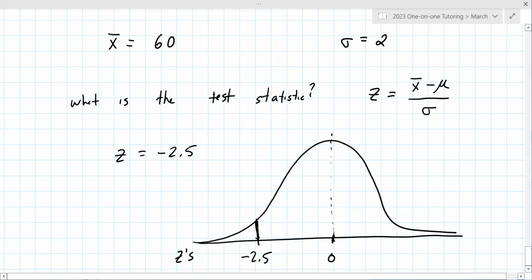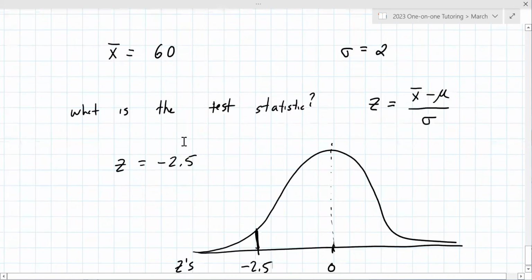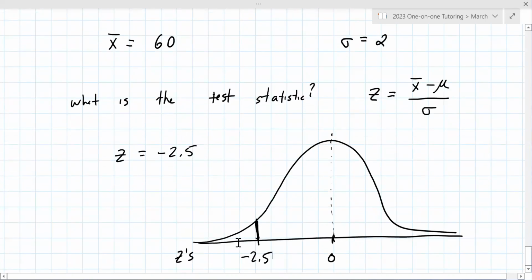Now to decide which side we're going to shade, it's based on this right here. Which side are we going to shade? Left.